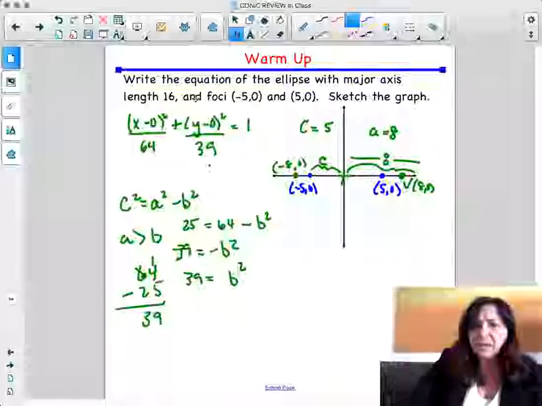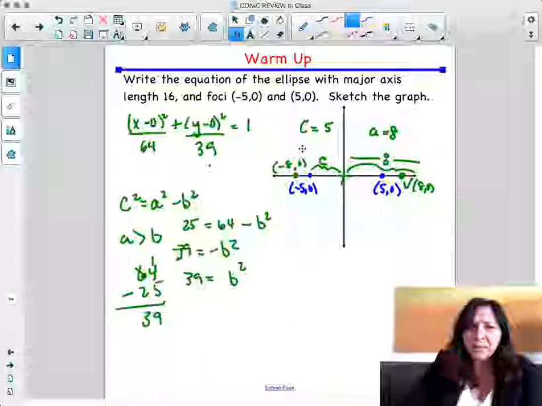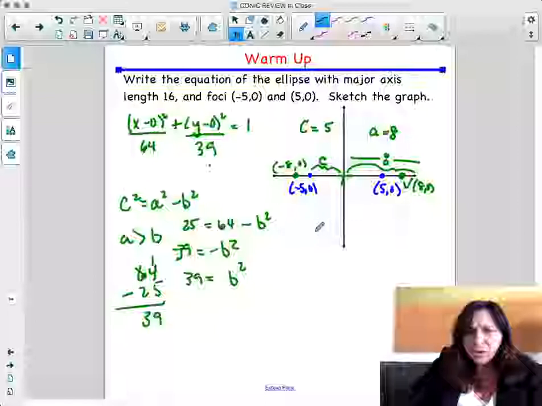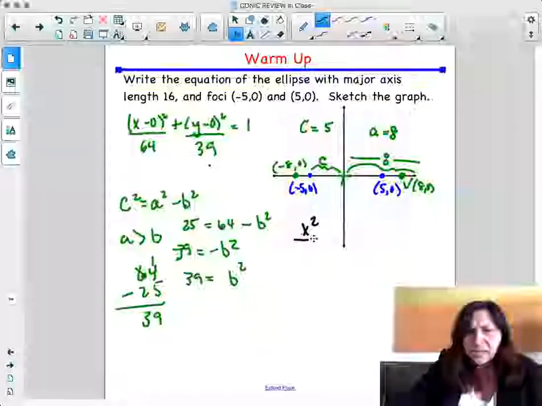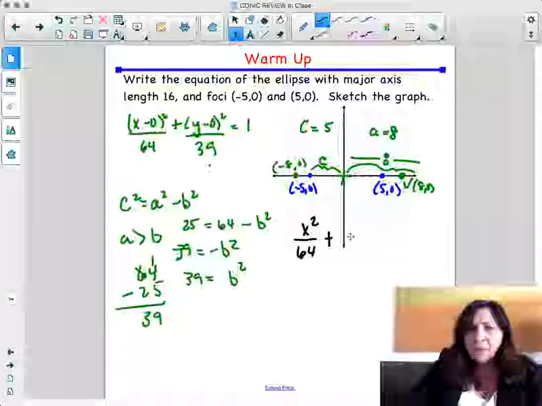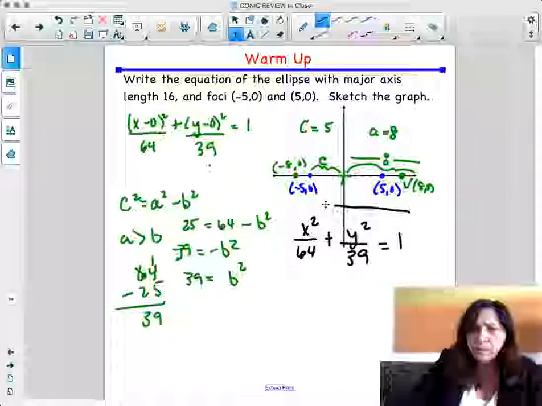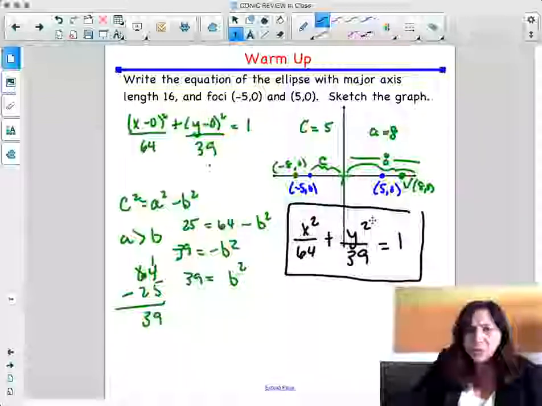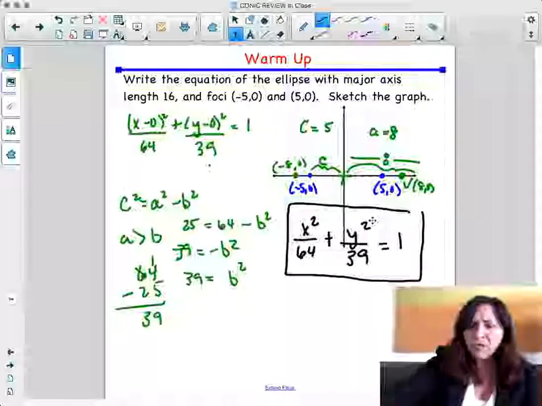So this is technically the equation of my ellipse in standard form. I could rewrite it like this so I don't have the 0 in there. So it just looks like this: x squared over 64 plus y squared over 39 is equal to 1. And remember, for ellipses, both the x squared and y squared terms are positive.